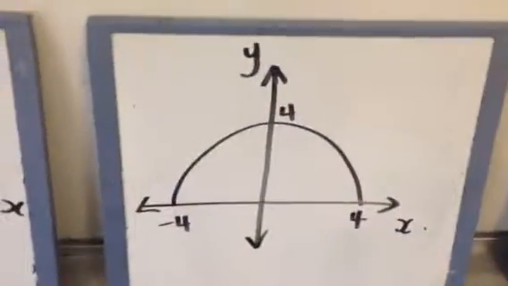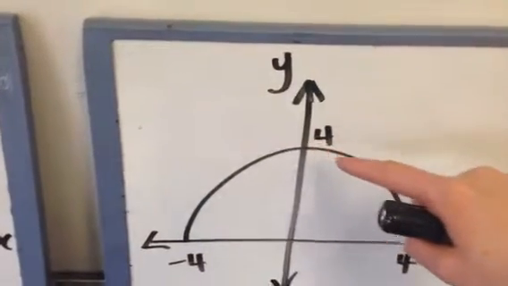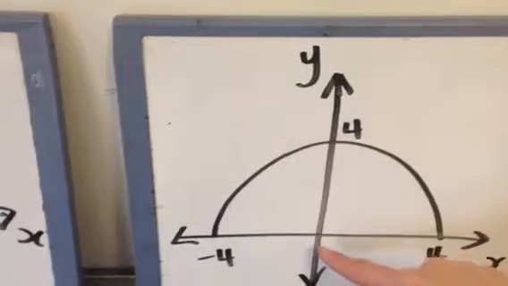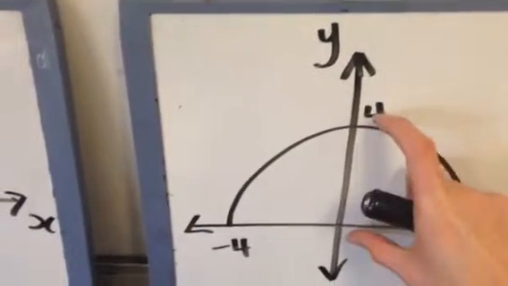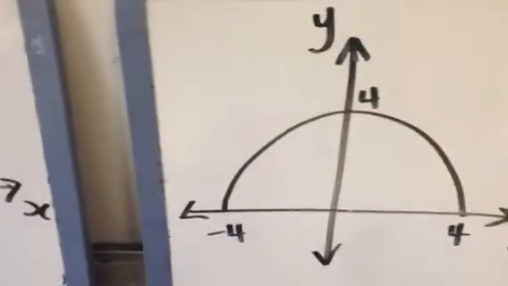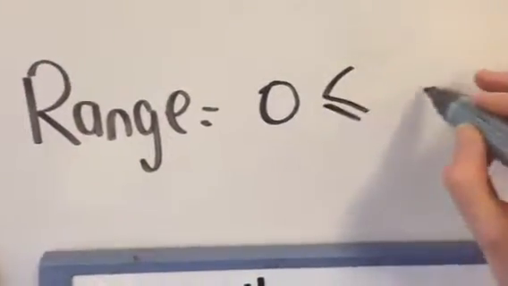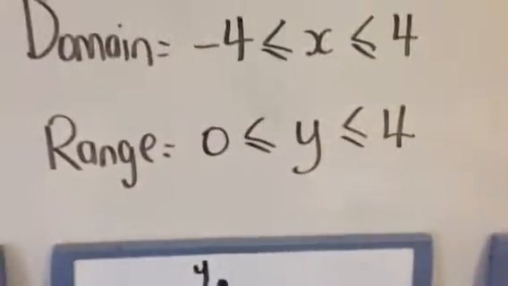For the range, we see that our semicircle comes up here. The radius is 4, so it comes up here where y equals 4, and our graph really is just this section here. So for this one, it is bounded, and we're from 0 up to 4 this time.